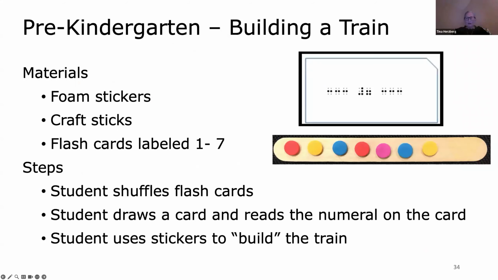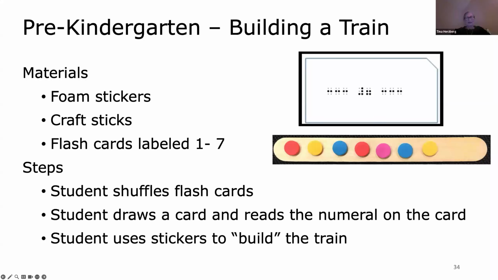So going back to the curriculum that I talked about just a moment ago, with the pre-kindergarten, we have all kinds of different activities. What happens is that we use foam stickers, a craft stick, and then flashcards labeled 1 through 7. We tell you exactly how you make the flashcards with Nemeth, but it would be very easy just to change it to a UEB number, right? Everything else would be the same for this. The student shuffles their flashcards, and because they're in pre-kindergarten, they're all the way up to learning 7. We take them all the way through 10 by the end of the year.